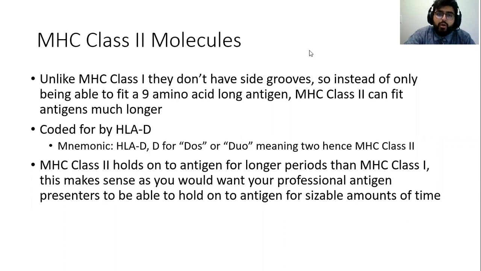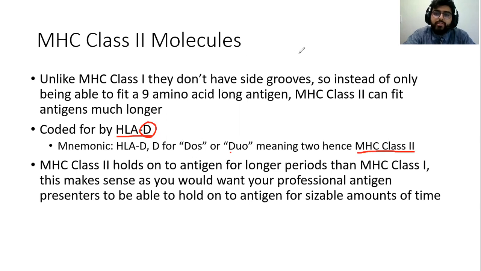But now you have to note the genetic component. It's actually going to be HLA-D, and the way I remember that is, in a lot of languages, D is like the first sound, the first consonant in the word for 2. So I think of MHC Class 2, right? And again, MHC Class 2 can fit the longer antigen.